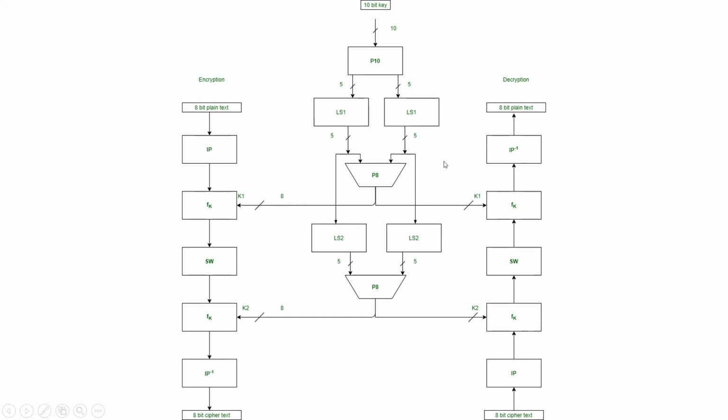And this is the block diagram of the entire SDES algorithm. This process is the key generation process, which we'll be discussing now. And this side is the encryption, and this side is the decryption.